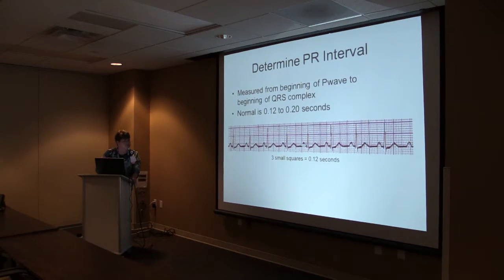Okay. The normal time span is 0.12 to 0.20 seconds. That would equate to 3 little squares to 5 little squares. 5 little squares is also, remember, 1 large square. Anything above the 0.20, start thinking about a heart block. Anything below 0.12, think of potentially a junctional rhythm, okay? A junctional rhythm.